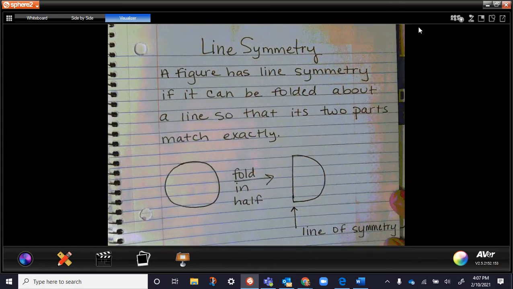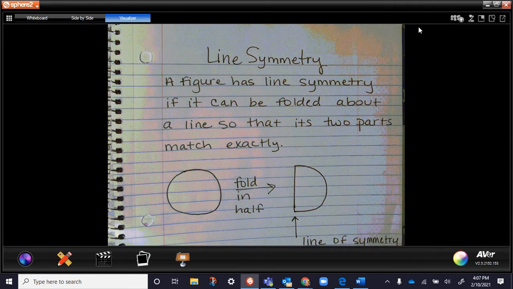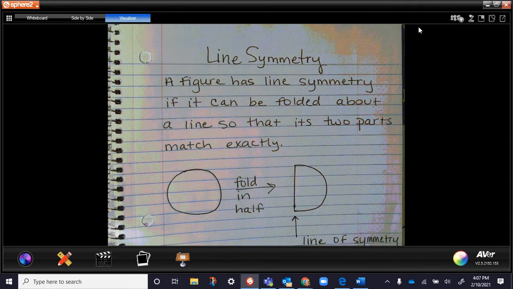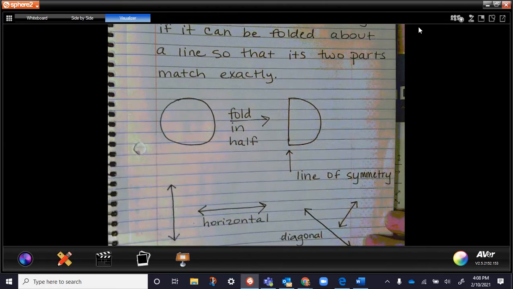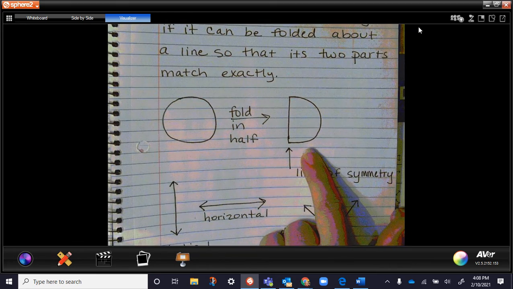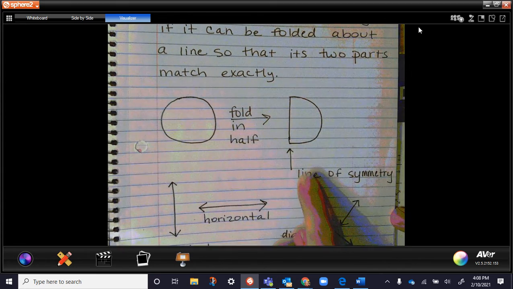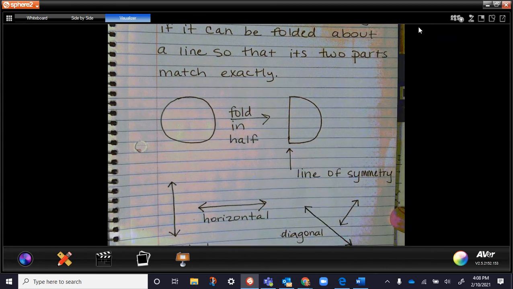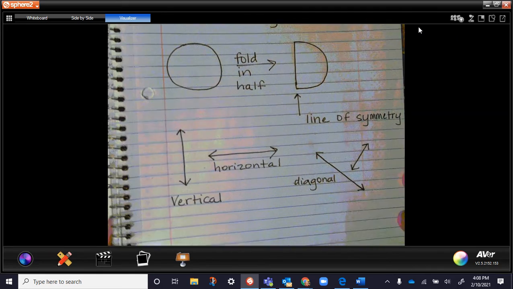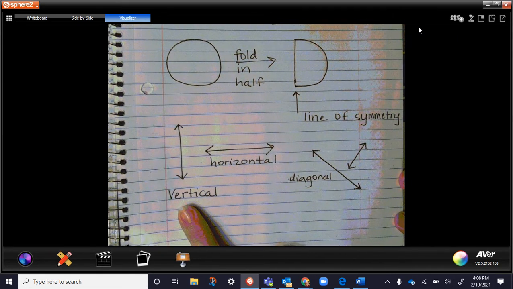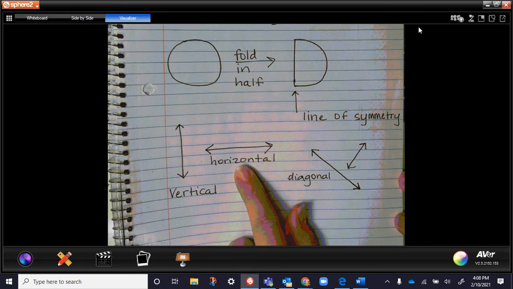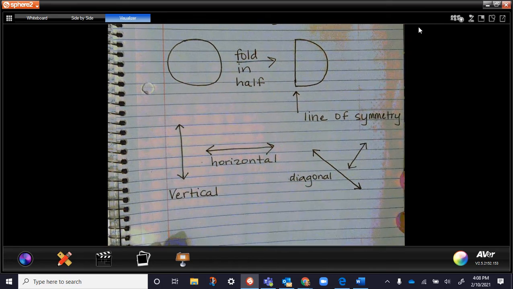We titled it line symmetry, and we said that a figure has line symmetry if it can be folded about a line so that its two parts match up exactly. For example, if you had a circle and you folded it in half, this fold line is called your line of symmetry. We can fold things to make a vertical line, a horizontal line, or a diagonal line. And we showed a couple of shapes here.